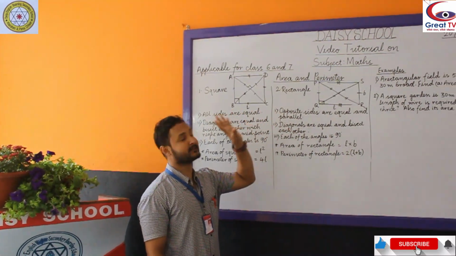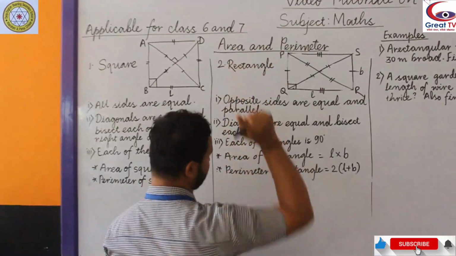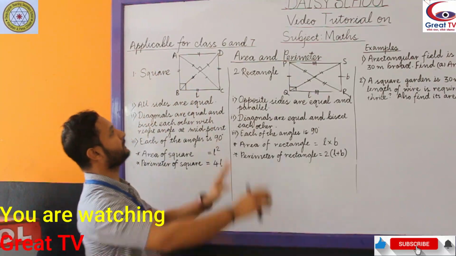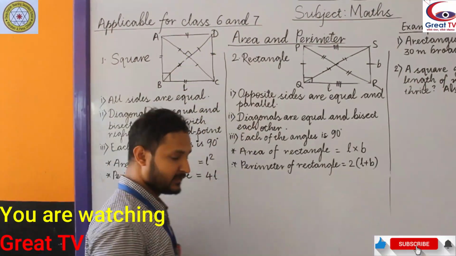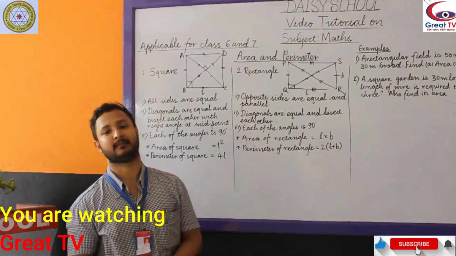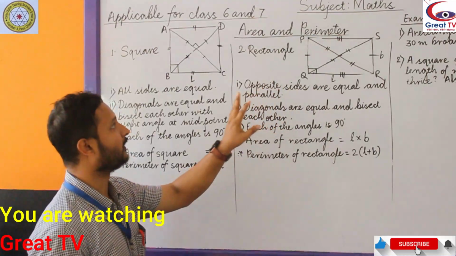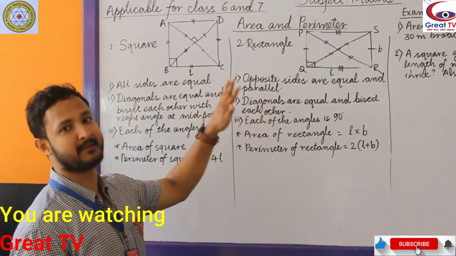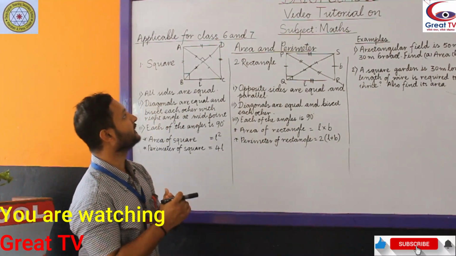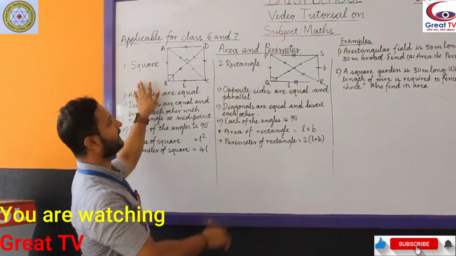So I have come up with another video on area and perimeter, which is especially applicable for class 6 and 7, and it is useful for class 4, 5 as well. So all these students from class 4, 5, 6 and 7, they can enjoy this video. They can learn something about area and perimeter of square and rectangle.